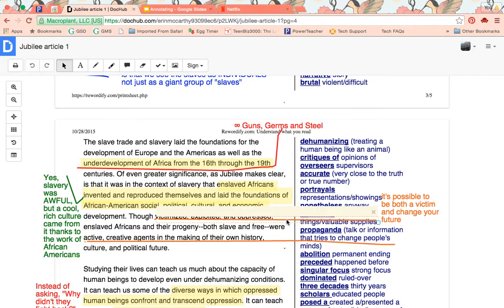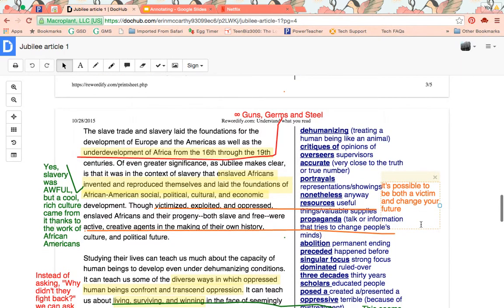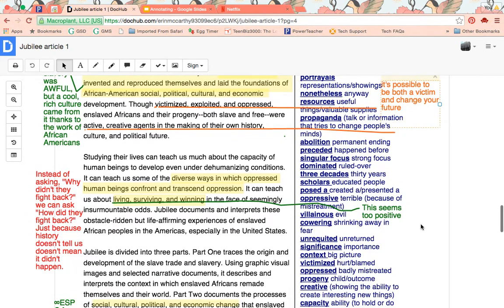And a question that I have here is, they were victimized, exploited, oppressed, all very, very bad verbs. But they were also active, creative agents. That means they made their own history. And apparently, it is possible to be both a victim and to change your future. I don't think we always think of it that way.